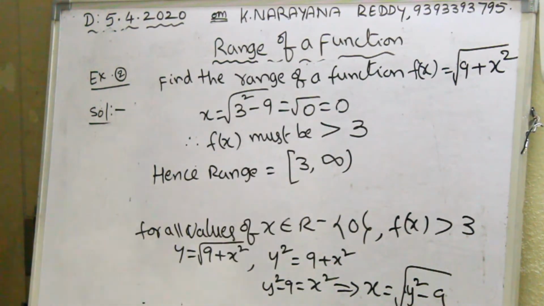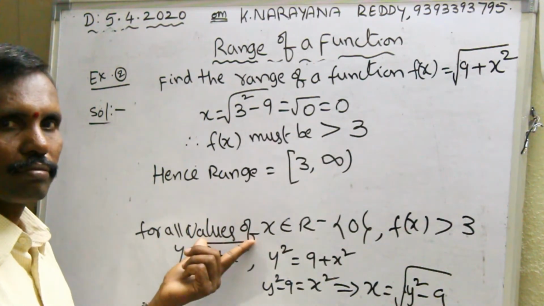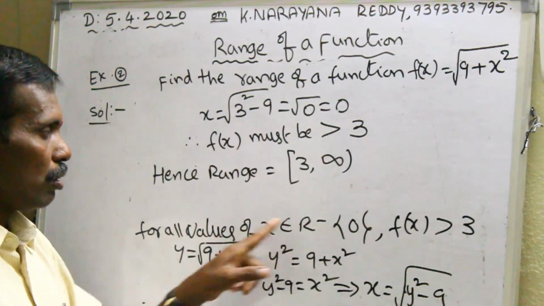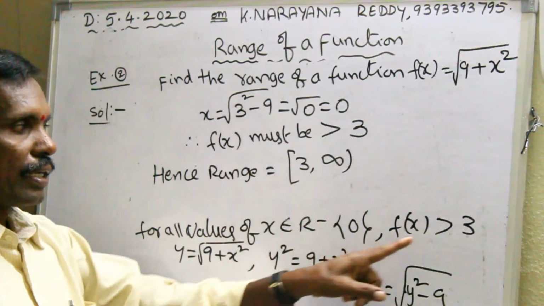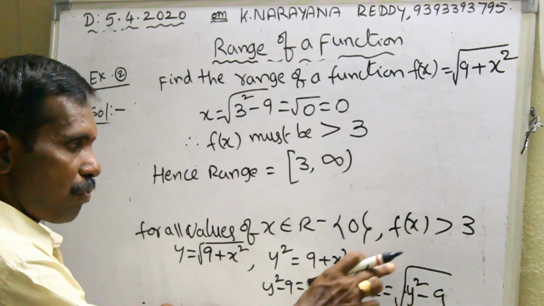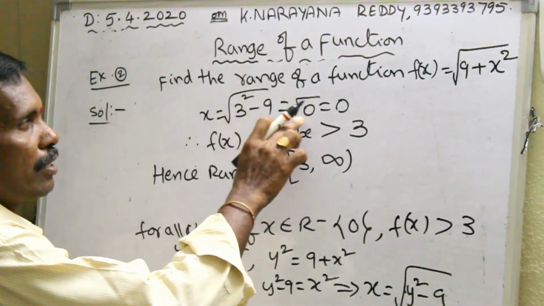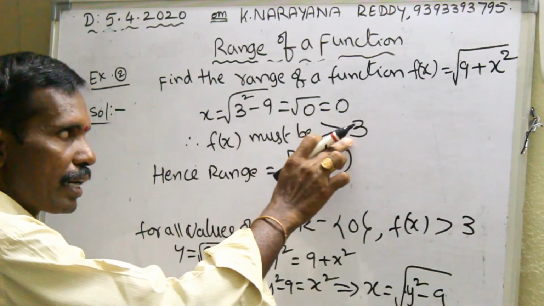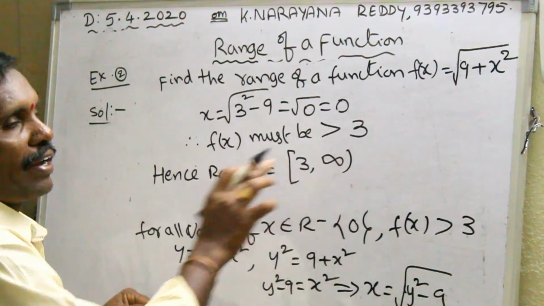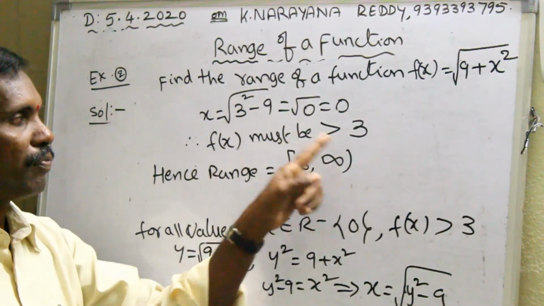See, dear friends, here you have to observe 2 points. One is the direct step, by substituting 0 we get f of x greater than 3. In the same manner, by expressing the value of x as a function of y, 3 square minus 9 equals 0, so f of x must be greater than 3. Why? Because this is 0. That is why range equals 3 to infinity, with an open bracket at infinity. That is the range of the function.